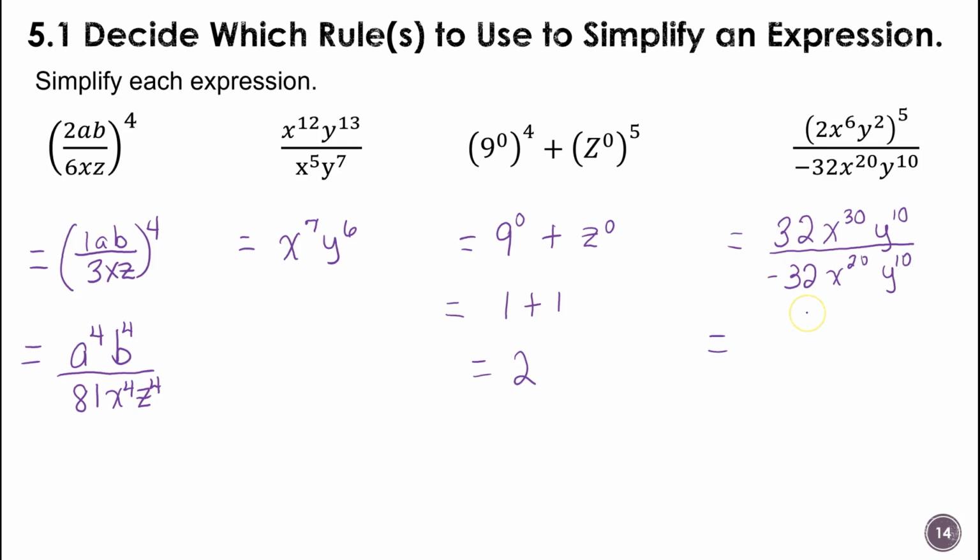So 32 divided by negative 32 is negative 1. If I subtract the exponents on the x's, then I get x to the 10th, right? 30 minus 20. Let me rewrite that. And then on the y's, it's y to the 0. So now I have negative 1 times x to the 10th times 1, which is just negative x to the 10th. And that's the end of this lesson.